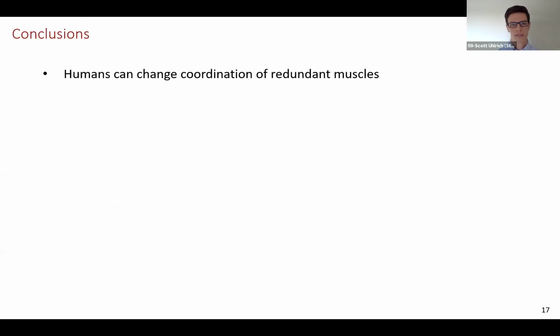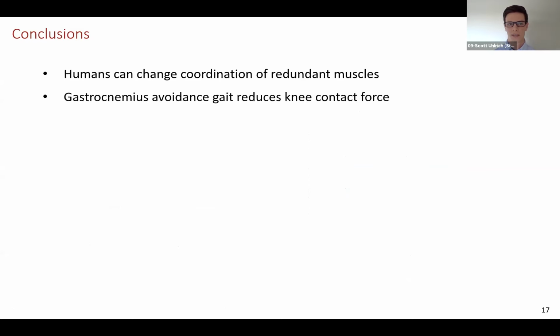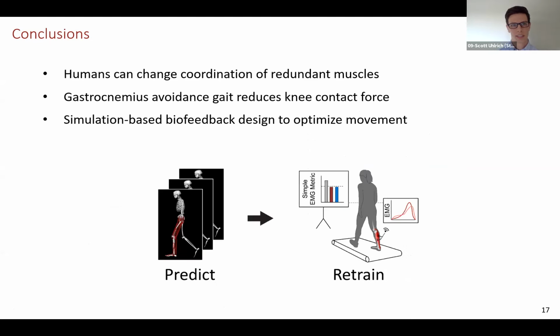In conclusion, we found that humans can change the relative coordination of redundant muscles if we give them simple biofeedback. We found that a gastrocnemius avoidance gait pattern can reduce knee contact force and could be a promising intervention for knee osteoarthritis. And more generally, this study shows the utility of using simulation to design biofeedback that could help people learn more favorable movement patterns.